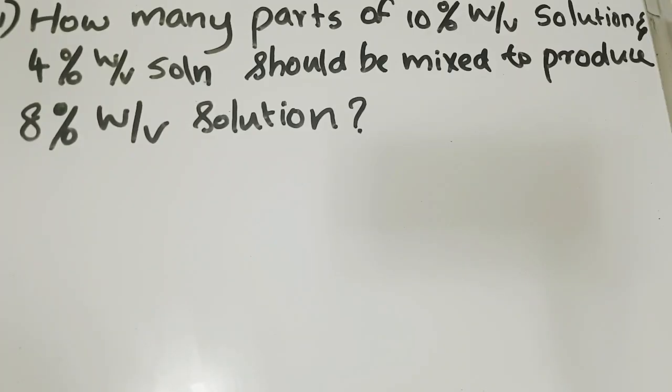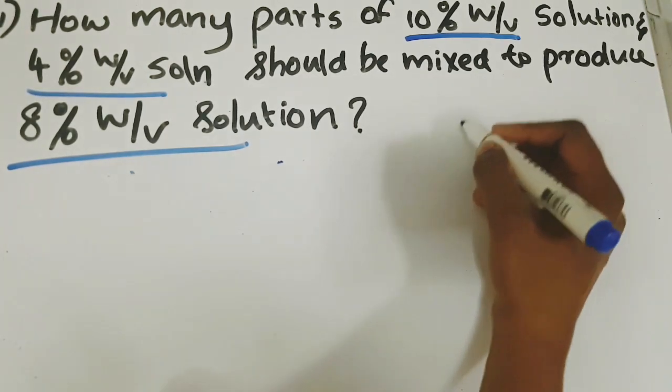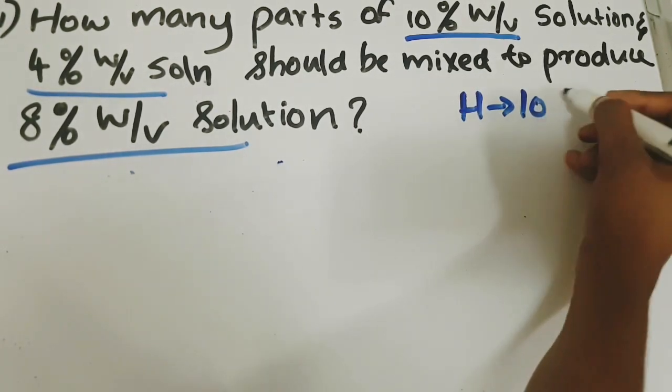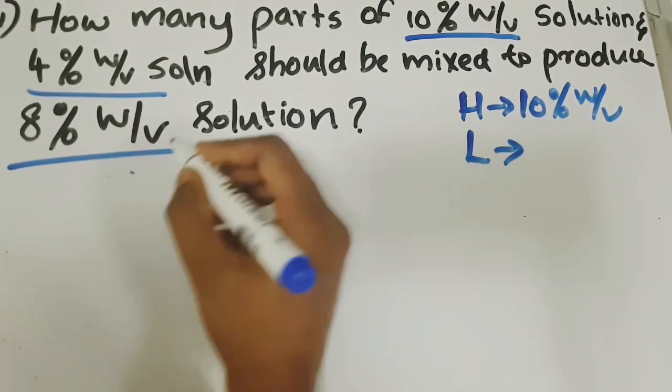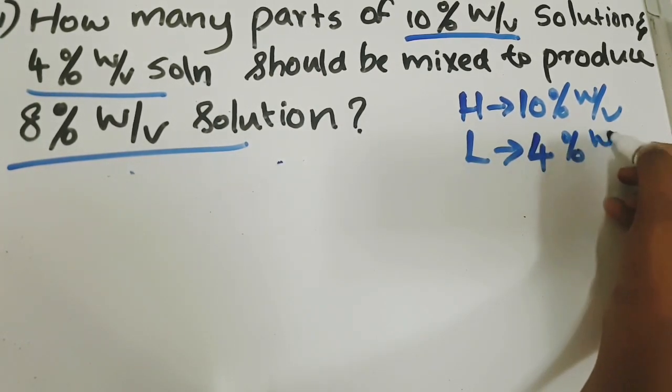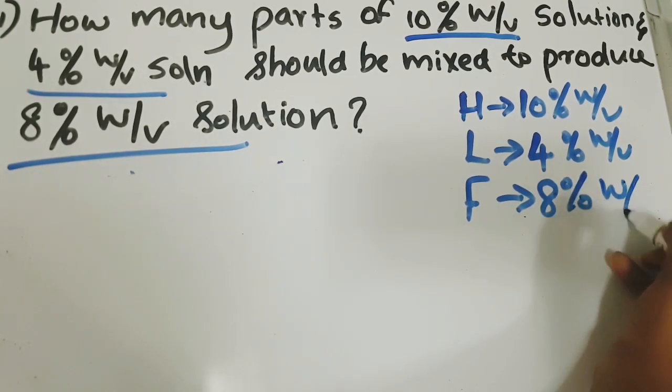First question: how many parts of 10% weight by volume solution and 4% weight by volume solution should be mixed to produce 8% weight by volume solution? The first step is analyzing the question carefully. From the question we can find the higher concentration, that is 10% weight by volume, then the lower concentration, 4% weight by volume, then the final concentration, 8% weight by volume.